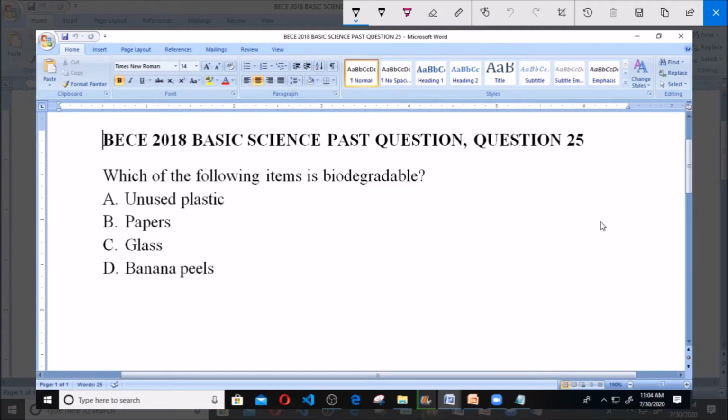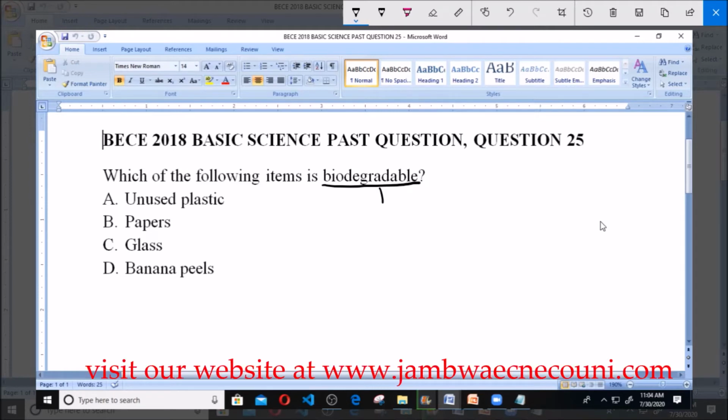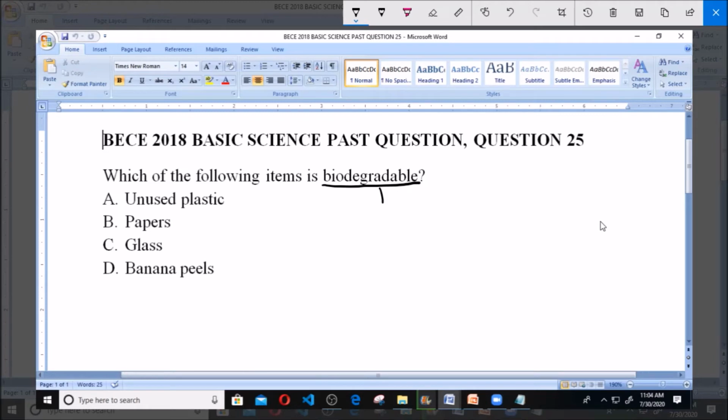biodegradable. Now, what does biodegradable mean? This simply means items that can be decomposed. And this simply means items that can be destroyed or acted upon by microorganisms. So we have to pick an item which can be destroyed or decomposed by microorganisms.